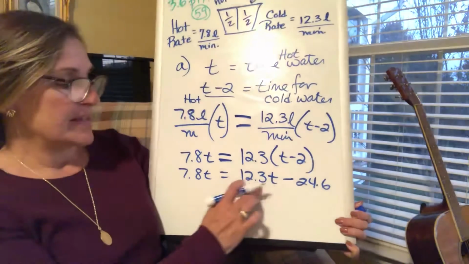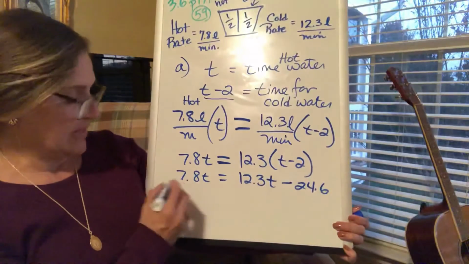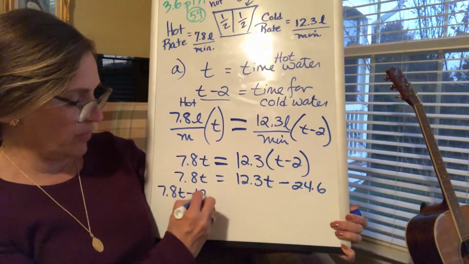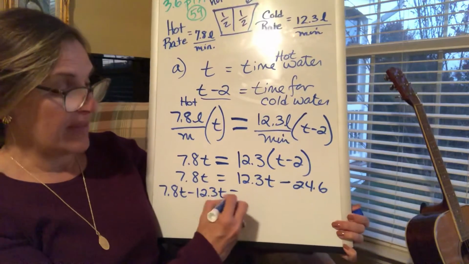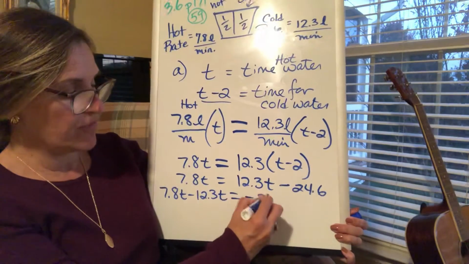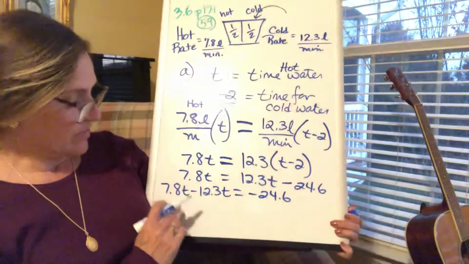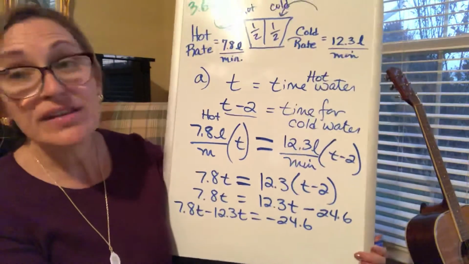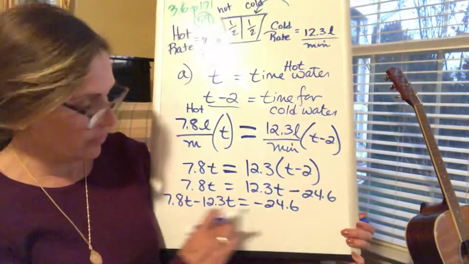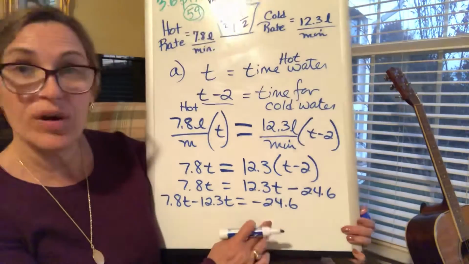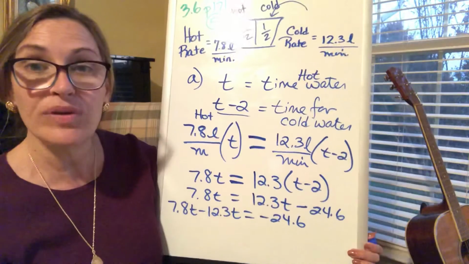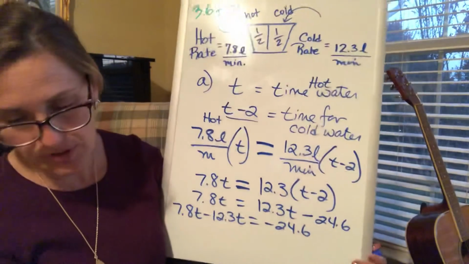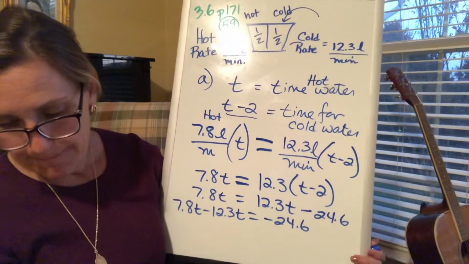If I subtract 12.3 T from both sides, I get 7.8 T minus 12.3 T, and that's going to equal negative 24.6. So this is different signs, so the larger number is negative. Our answer is going to be negative right there, and we'll see that both of those negatives, the one on this side and the one on this side, are going to cancel out, and we will get a positive amount of liters, okay? Actually, time is what we're solving for.